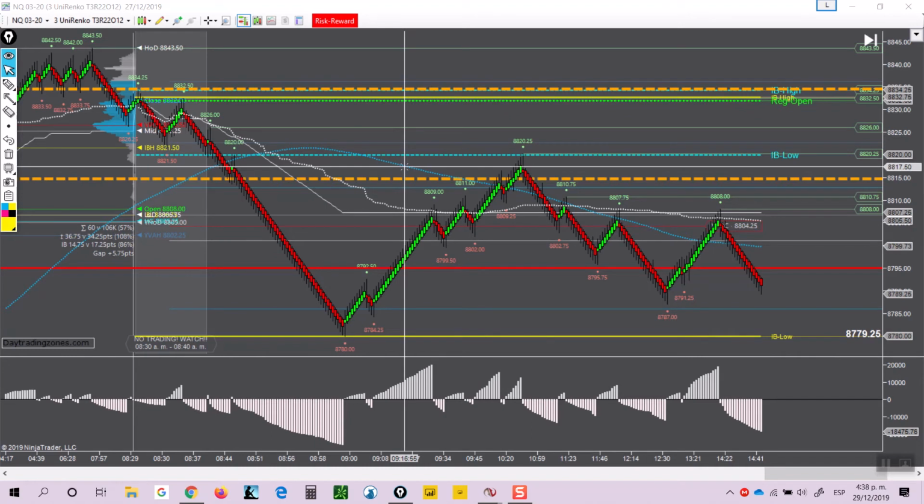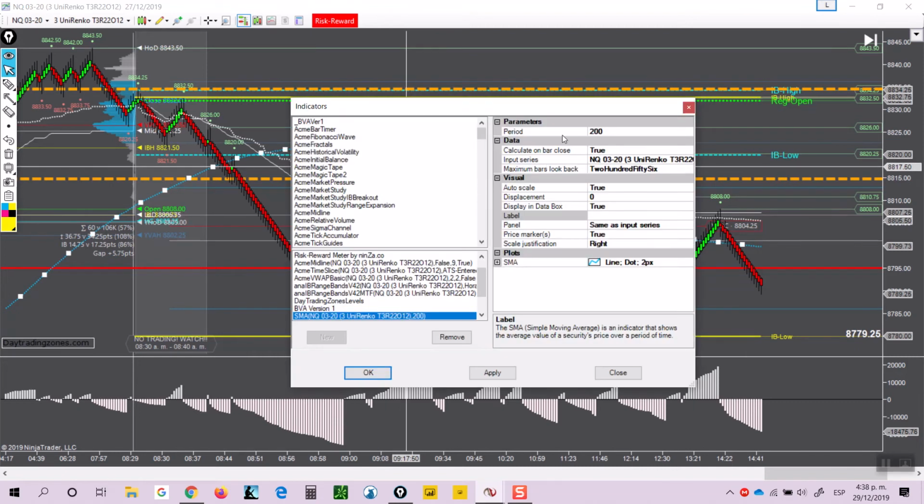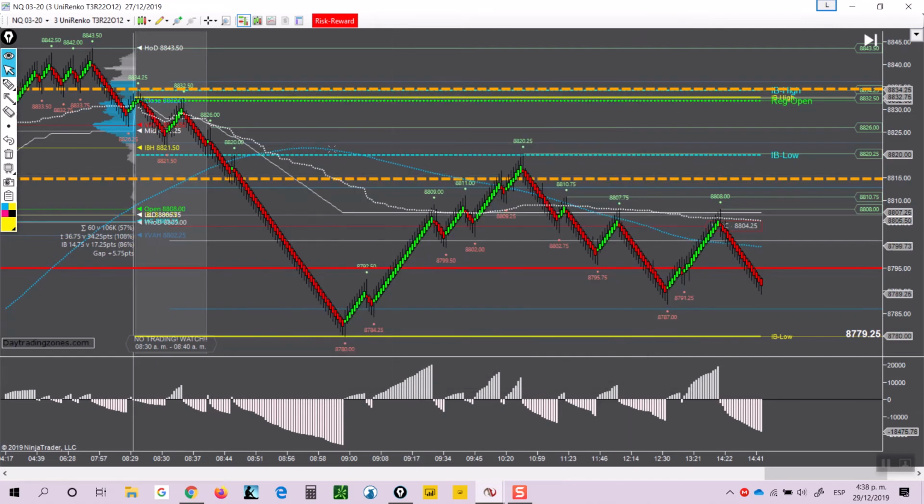And then the last one is this cyan, or I don't know, blue dotted line. That's the simple moving average 200. Okay, that's the 200 simple moving average, SMA. And that's there because there are lots of traders around the markets that look at that line, that moving average.